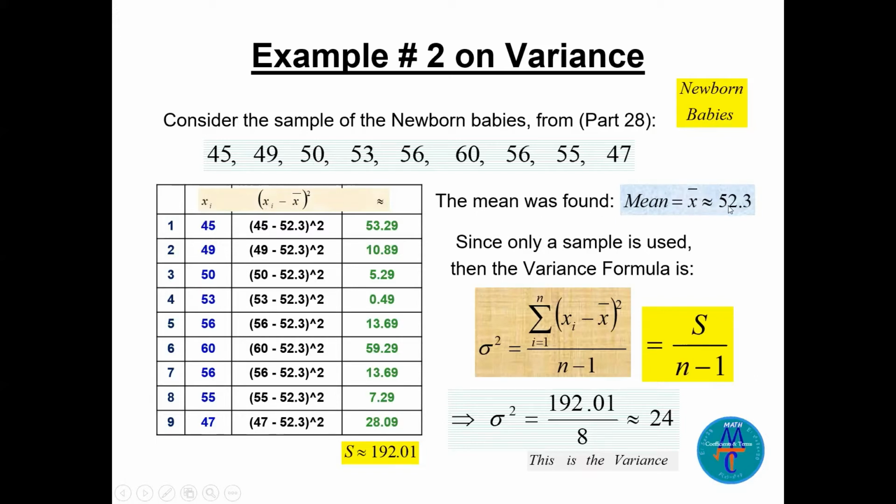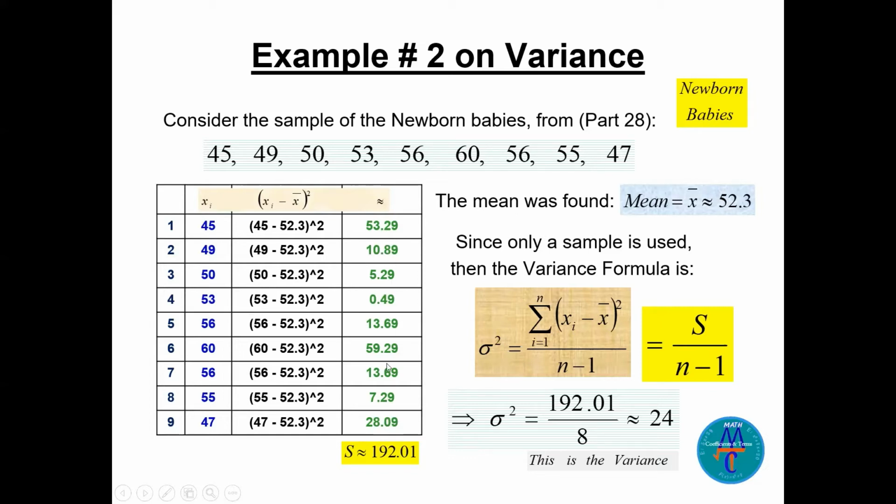The mean we have found is 52.3, also in part 28. This is X dash. Why X dash? That's the mean, the average, or the arithmetic mean, because we are using a sample. So we put only X dash. So we subtract Xi minus X dash, all squared. We get these green numbers here, 53.29, 10.89, etc.